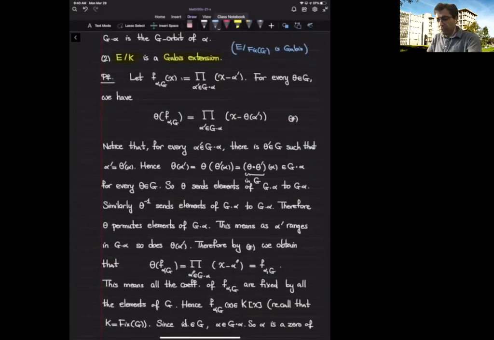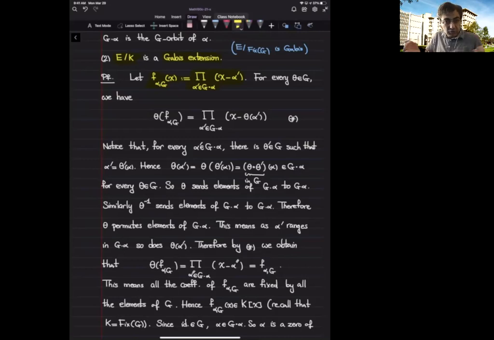Okay, let's go through the proof. I'm going to prove both parts at the same time. Let's start with the polynomial that we were interested in, which means the product of x minus alpha prime as alpha prime ranges over the G orbit of alpha. And let's call that f sub alpha comma G. So I'm starting with the group G. I'm looking at the G orbit of alpha, and I look at all the linear factors x minus alpha prime as alpha prime ranges over this G orbit of alpha. I look at the product, I call it f sub alpha comma G. My claim is that this is precisely the minimal polynomial of alpha over the base field K.